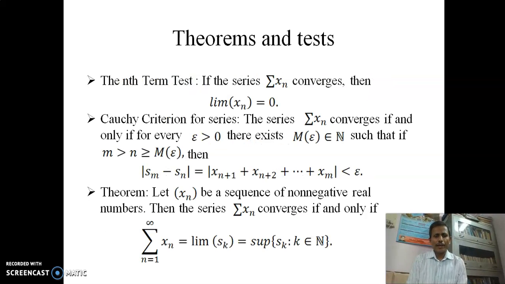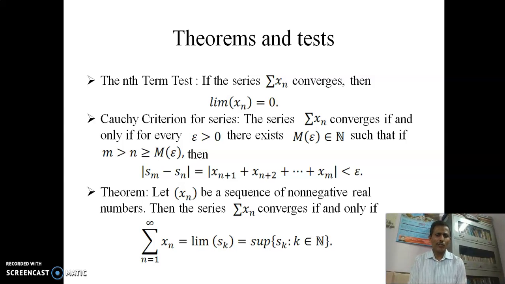Then theorems and tests. First, we discuss the nth term test. We say if the series summation xn converges, then limit xn = 0. That means for an infinite series, if the terms keep increasing, the sum could not be found. So the nth term gradually diminishes and ultimately approaches 0. So this test says that the limit of the nth term must be equal to 0.